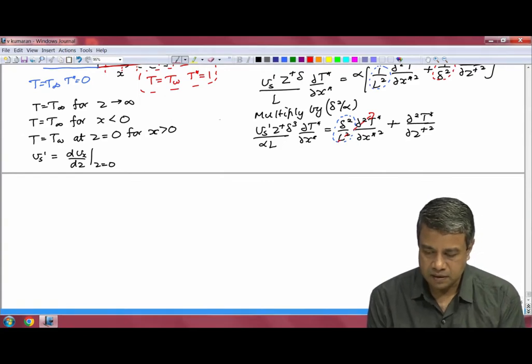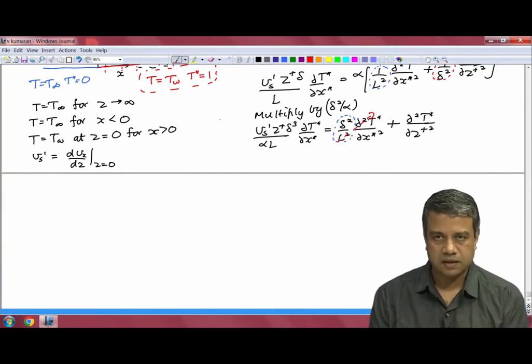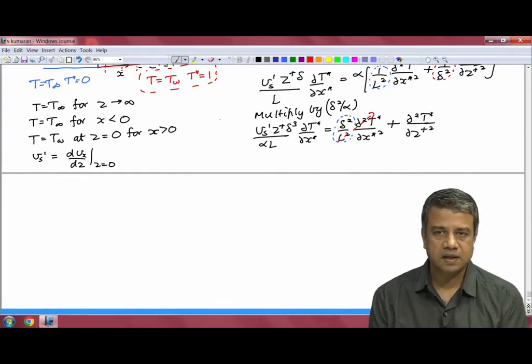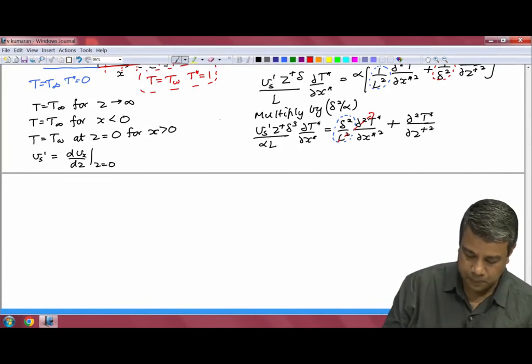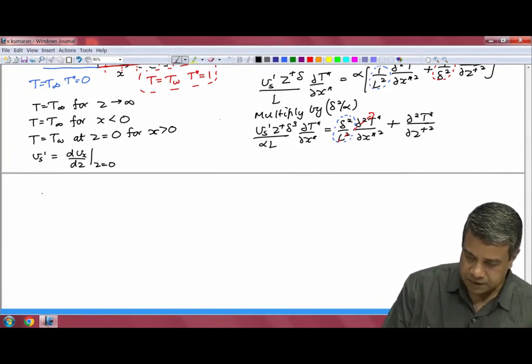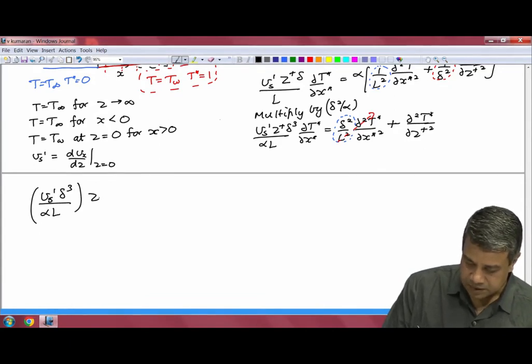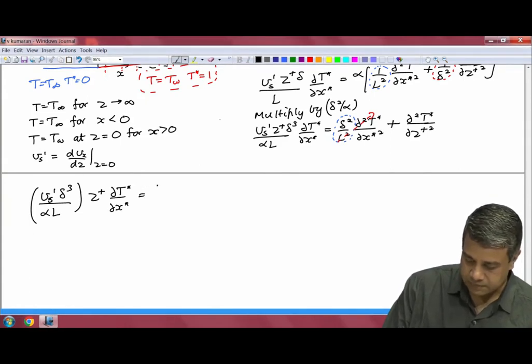And then we have the term on the left. Note that z plus has been scaled so that it is order 1. The z has been scaled by the thickness delta in such a way that delta decreases, but z plus is comparable to 1 in the limit as the Peclet number goes to infinity. Therefore, I get Vs prime delta cubed by alpha L, z plus partial t by partial x is equal to partial square t by partial z plus square.